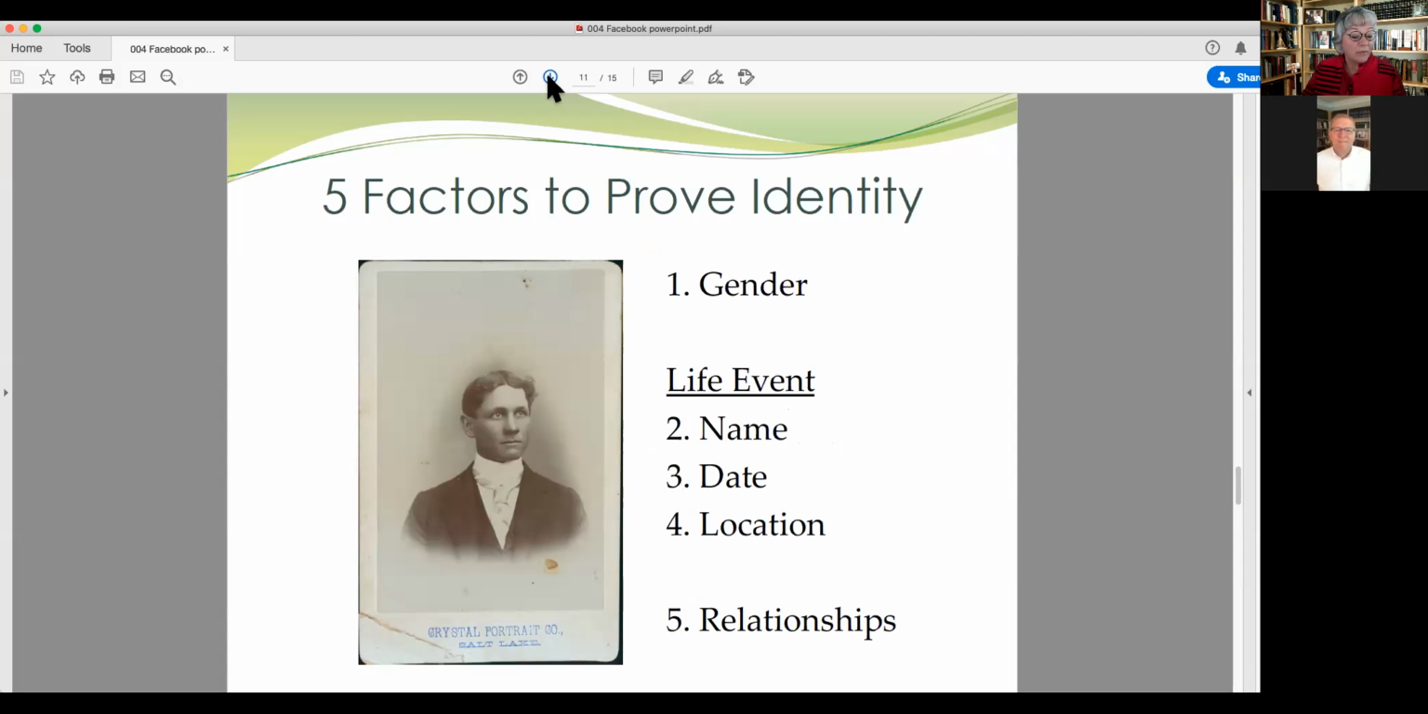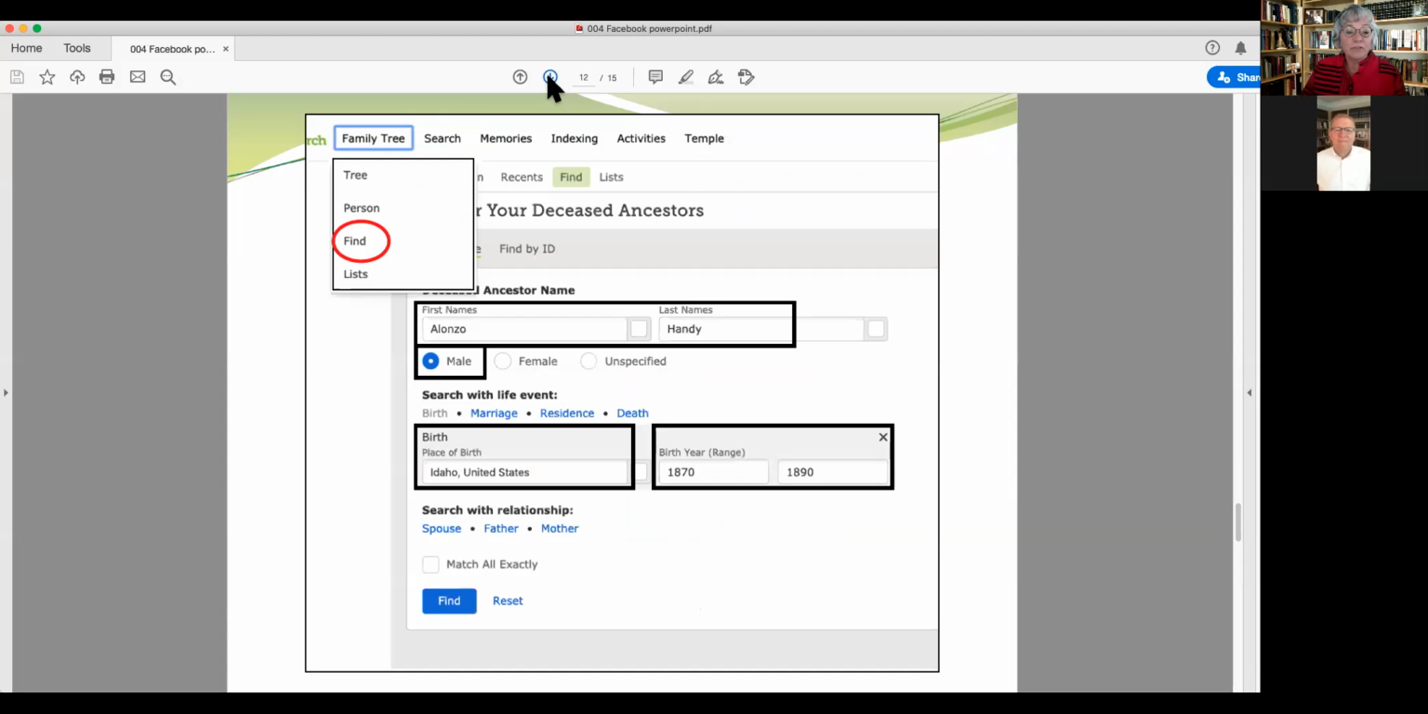So I'm going to go to FamilySearch, Family Tree to find out more. So I go to the website and you can see there with the red circle, I'm going to click on Find. What comes up when I do that is I'm going to fill in the information that I have. I have his name, Alonzo Handy, there in the black box. I have that he's male. I put the birth as Idaho, and I give a range for his birth, 1870 to 1890. Then I click Find and see what happens.